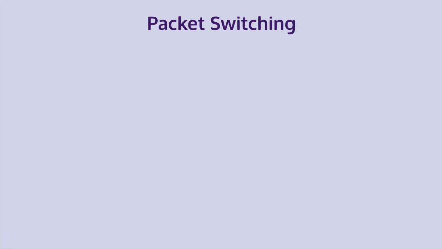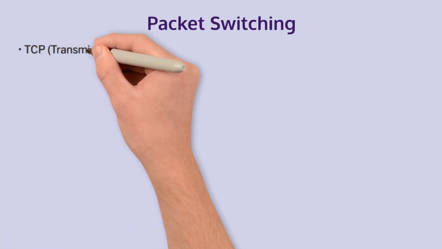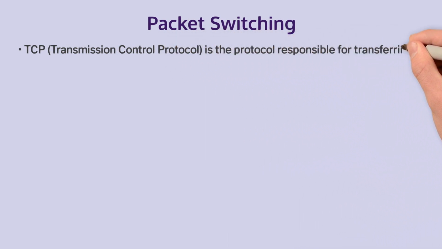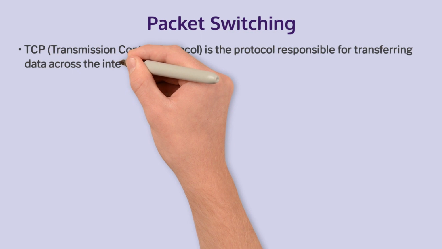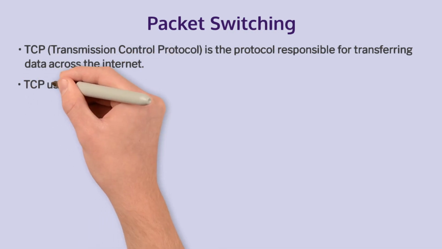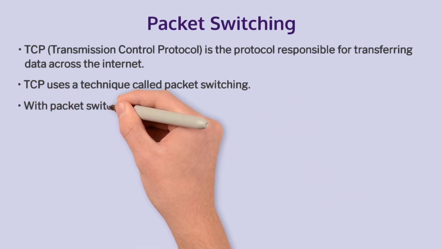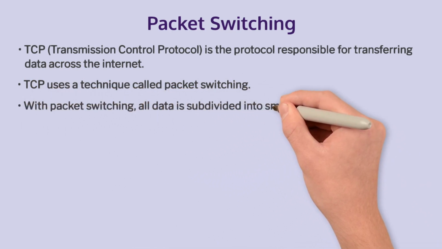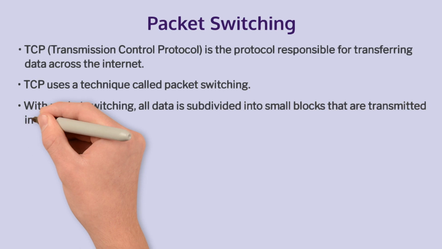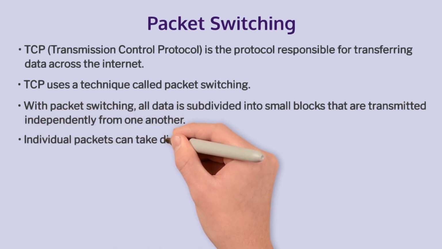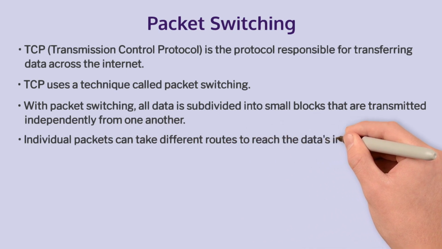To recap packet switching, TCP, Transmission Control Protocol, is the protocol responsible for transferring data across the Internet. TCP uses a technique called packet switching. With packet switching, all data is subdivided into small blocks that are transmitted independently from one another. Individual packets can take different routes to reach the data's intended destination.